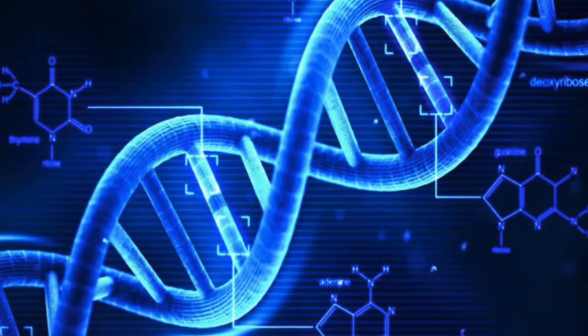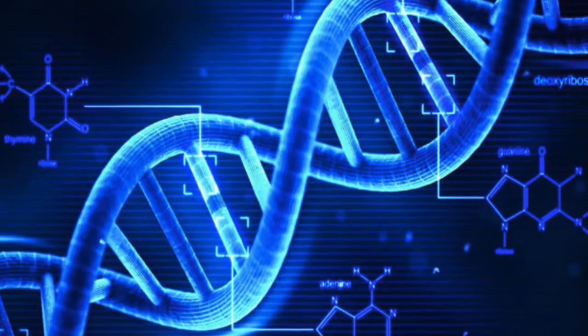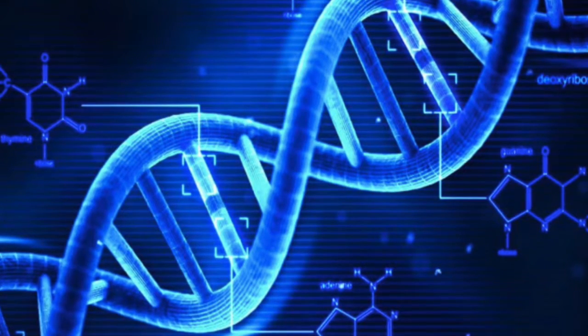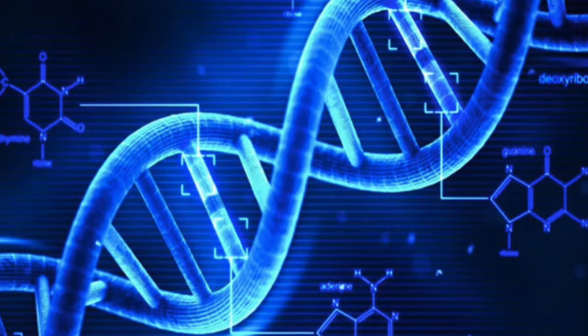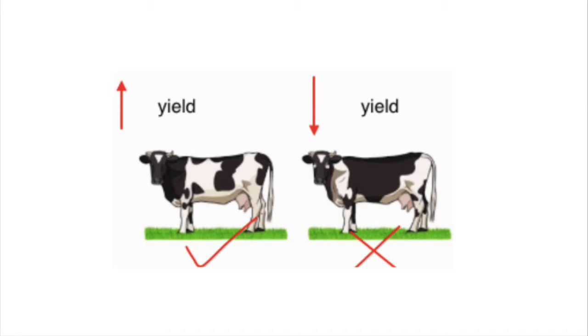Humans have been manipulating the genomes of organisms for thousands of years, especially in the agricultural industry, such as through selective breeding. This figure shows two cows. One cow yields a lot of milk while the other cow yields low amounts of milk. A farmer, in this case, would choose to select the breed of cow that yields a high quantity of milk in hopes of the offspring also yielding a lot of milk.